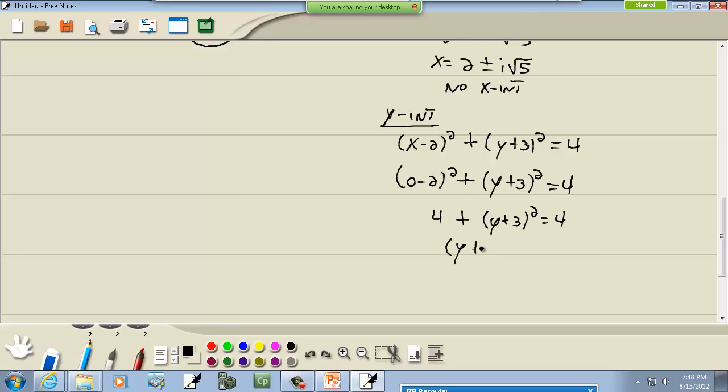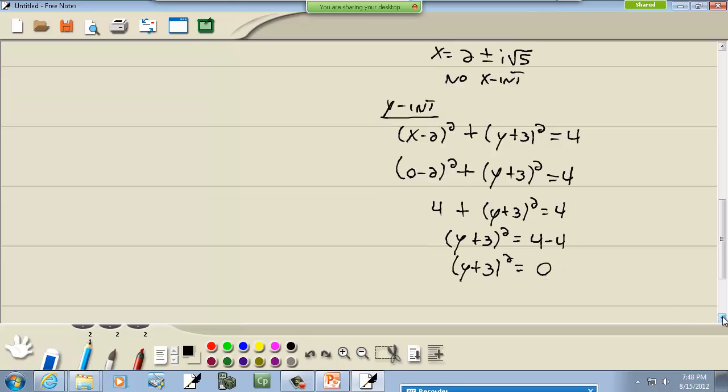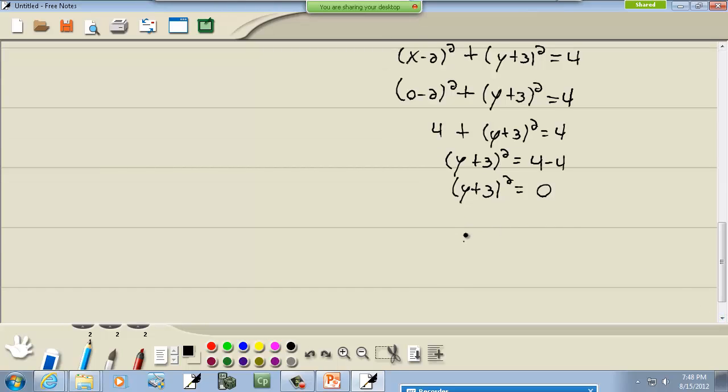Get the part that's squared by itself so we can use the square root property. So I'll take this 4 over to the right side. It becomes a negative 4. So we've got (y + 3)² = 0. Square root property says drop your squared and put a plus or minus square root around the other side. Well, the square root of 0 is 0. Plus 0, negative 0 is just 0. 0 doesn't have a sign. So I take 3 over and I get y is equal to negative 3.